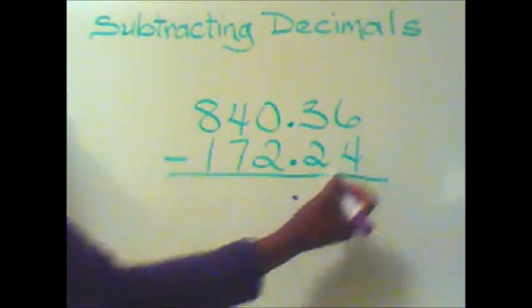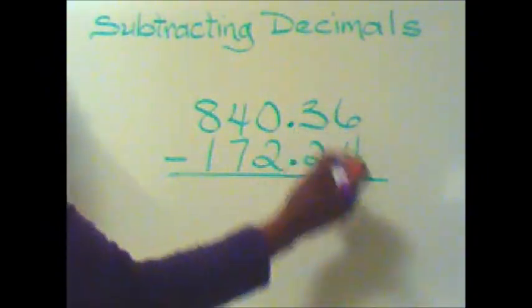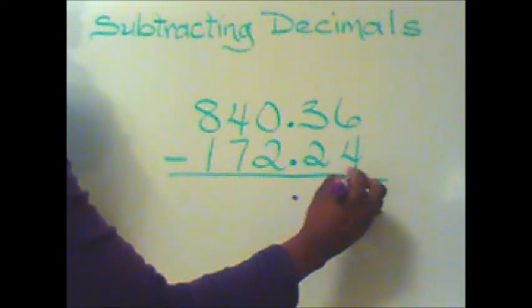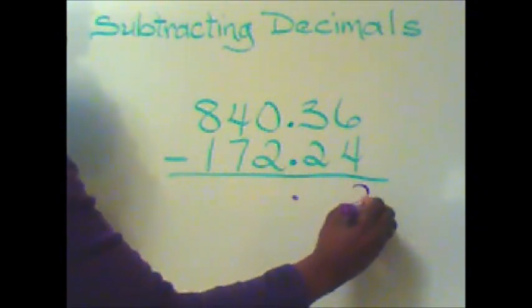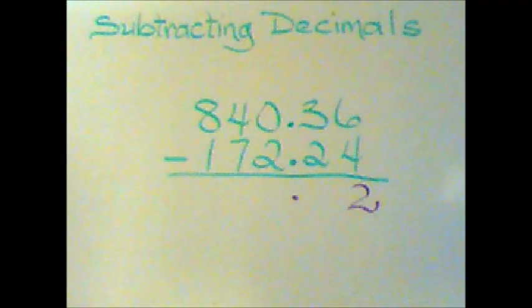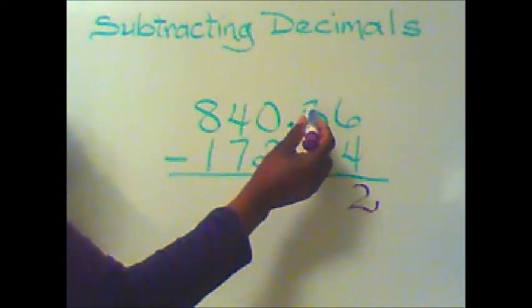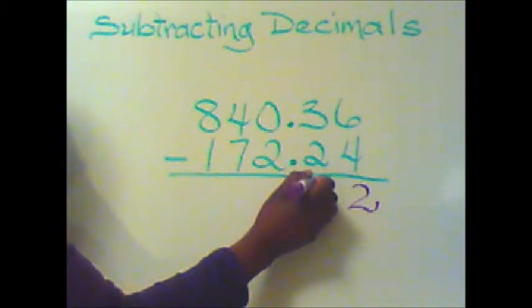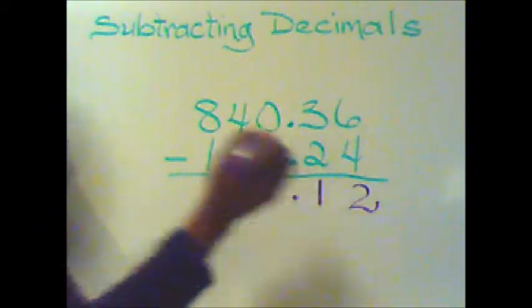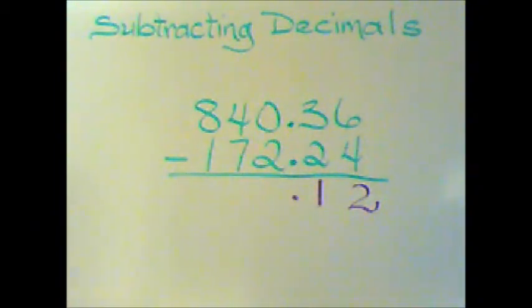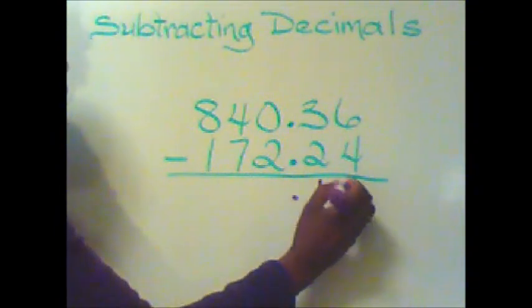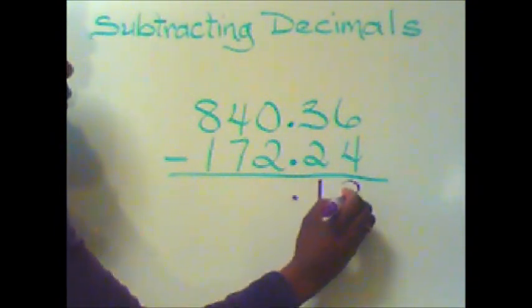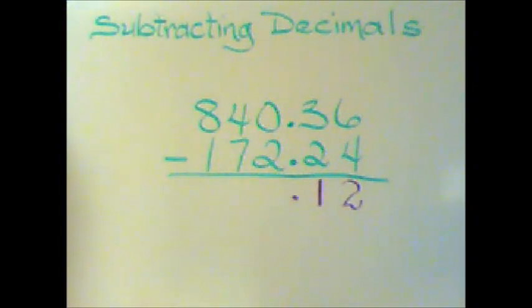6 minus 4 equals 2. Next I subtract 3 minus 2. That equals 1. Make sure my digits are lined up.